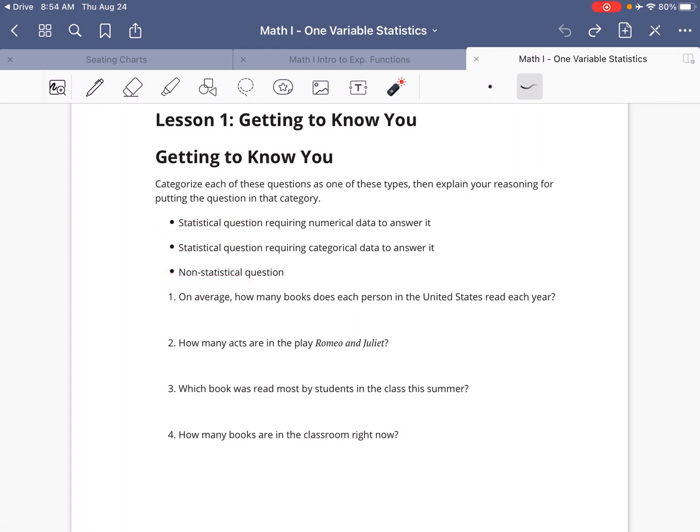That would be non-statistical. If you determine that it's a statistical question, the next thing you have to do is figure out, is it going to be numerical data or categorical data? Will the answers that you expect from students that you're polling be numbers or not numbers, like favorite movies, favorite cereals, that kind of stuff?